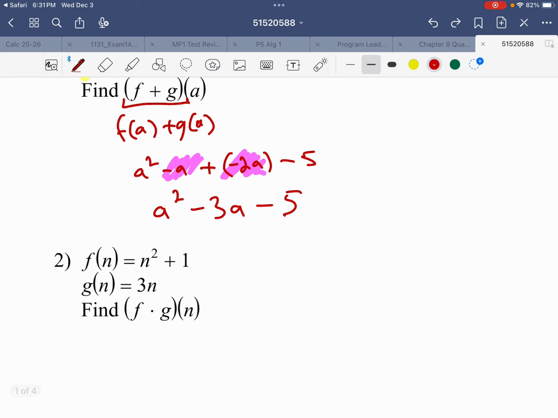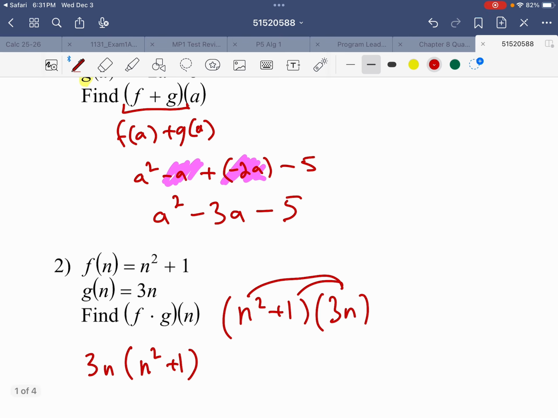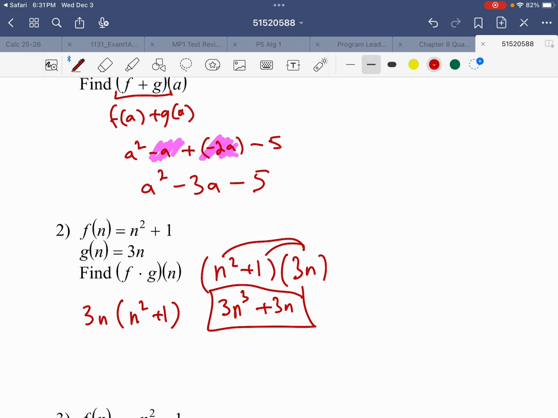In this next one, it's f times g. So we're looking at the product of these two. If it was n squared plus 1 times 3n, I'm going to distribute. If you feel more comfortable writing it like 3n times n squared plus 1, with the multiplication, the order is not going to change what the product is. But 3n times n squared is going to be 3n cubed, and 3n times 1 is going to be plus 3n. So this would be my final answer. Like the last one with adding, this is like f of n times g of n.